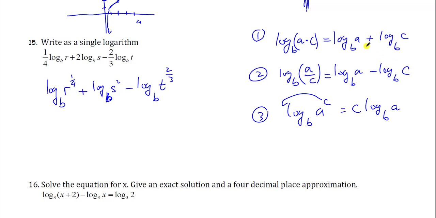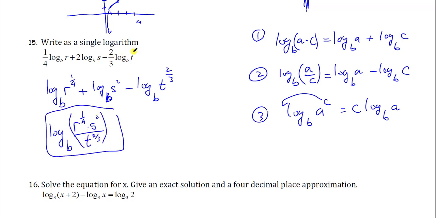So if you have an addition, that means the two arguments must be multiplied together, when you combine them into one single logarithm. So the log, the same base b, and then now we multiply the two arguments right here together because they are addition. And this is the subtraction, therefore we divide them, and whatever you have for the argument here goes to the denominator. And that should be the final answer for the single logarithm.